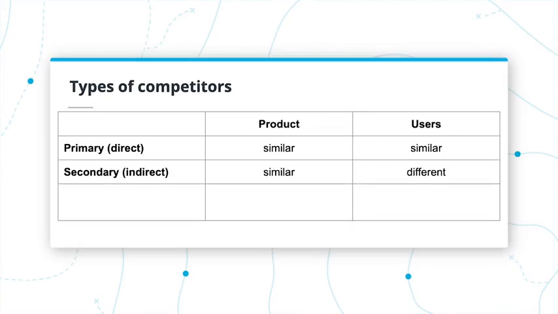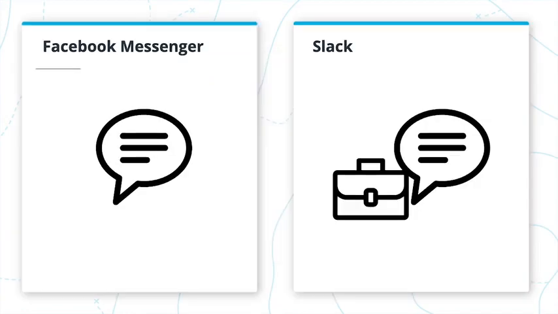The next type of competitor is a secondary or indirect competitor. For these type of competitors, the products do the same job, but in a different way, and generally for a different type of user. So an example of indirect competitors would be Facebook Messenger and Slack. These are both messaging apps that you can use to stay in touch and communicate with other people. But the difference here is that Facebook Messenger is more designed for personal usage, whereas Slack is really designed for business usage and collaboration with teammates in a work environment.